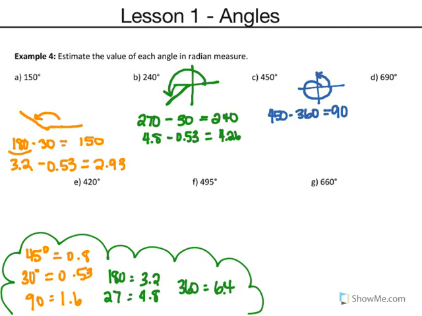So to find this, you would take 360 plus 90, and you would get 450. So we're going to take 360, which is 6.4, plus 90, which is 1.6, and you will get 8.0. So that is the estimation for a 450-degree angle. And C, 690, one second.